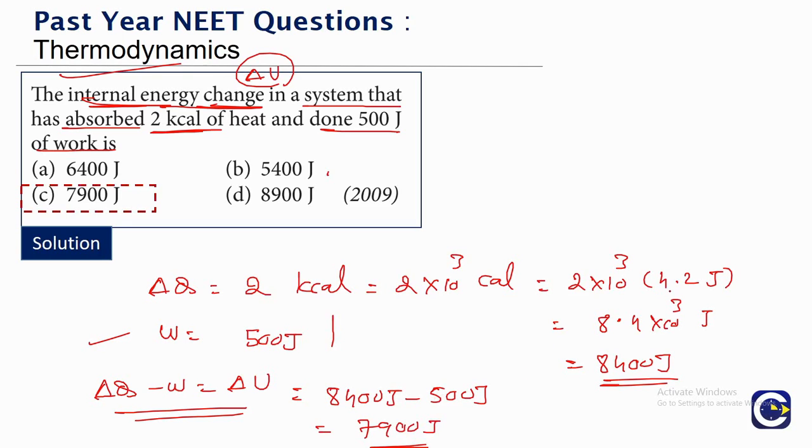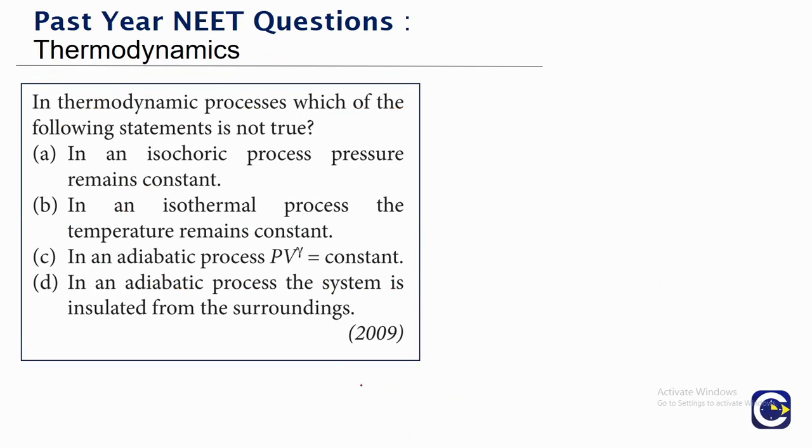If instead of taking calories as 4.2 joules, you are taking more specifically 4.186 joules, particularly if you are going with that number, you will have to choose the approximate answer. Okay, so we'll move on to the next question.